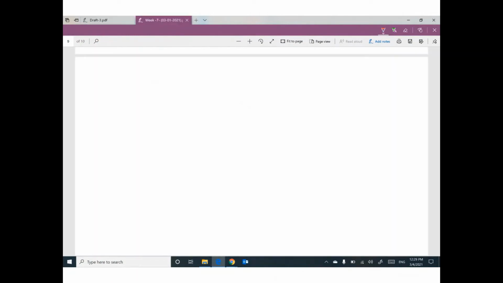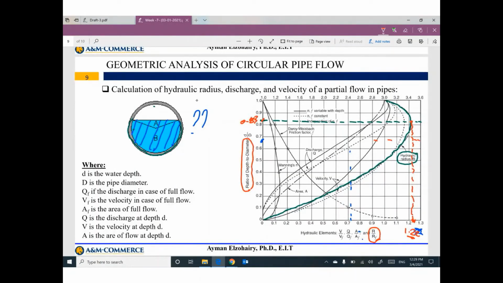So please, when you put here the value d divided by diameter, which curve am I looking for? Okay, go back to the problem. What are you looking for? If you are looking for area, I will use this curve. If you are looking for hydraulic radius, I will use this curve. Let's try another example. Okay, let's do one more.